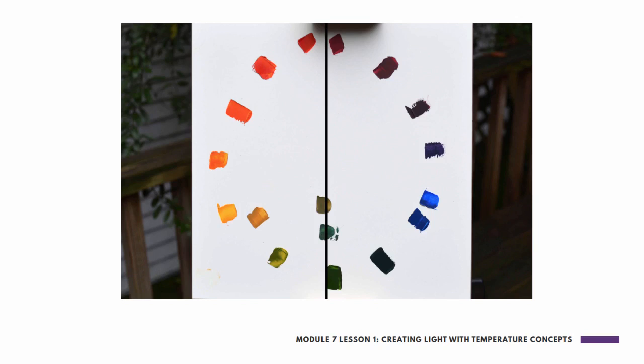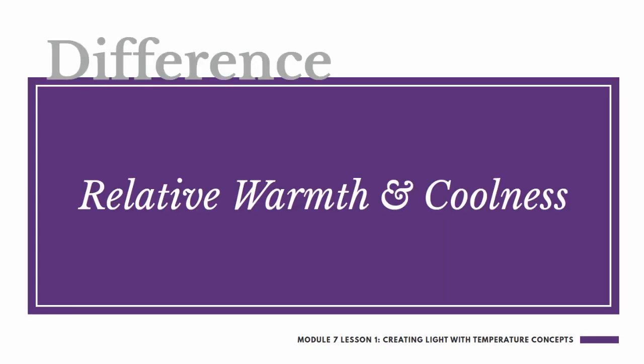Think back to our double primary palette where we have a warm and a cool of each color. And that is relative warmth, that one looks warmer in relationship to the other. That's what relative warmth is. It's the comparison, the comparative difference in temperature between two colors.